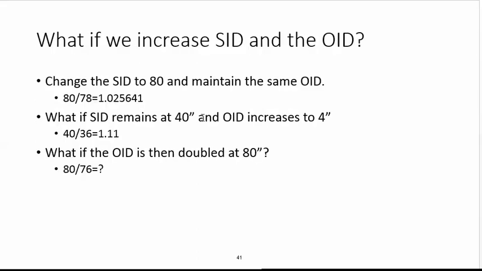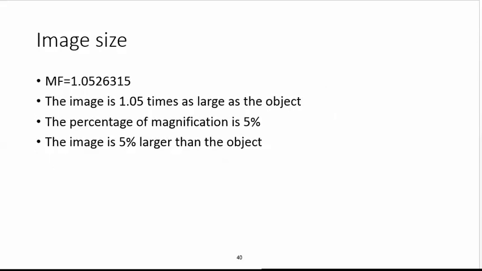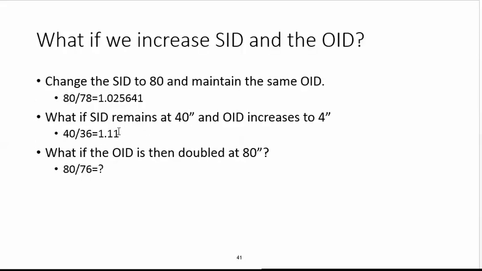So what if we increase the SID and the OID? So we change our SID to 80 and maintain the same OID. So we still have a 2-inch OID, so our SOD would be 78. So in that, we reduce our magnification because we increased our SID and we maintain the same OID. Our magnification decreased to 1.025641, which is roughly half of what it was before, right? So we had 1.05, now we have 1.025.